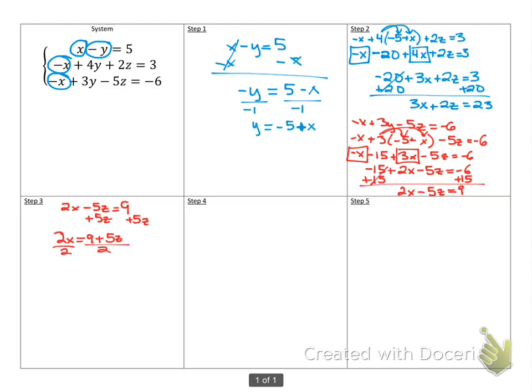Right? Because you have to get rid of that 2. I don't care what 2x is. I want to know what x is. And now whenever we write these as fractions, I'm going to go ahead and split them up just in case. Then later on, I don't have to worry about it then. So x equals 9 over 2 plus 5 over 2z.